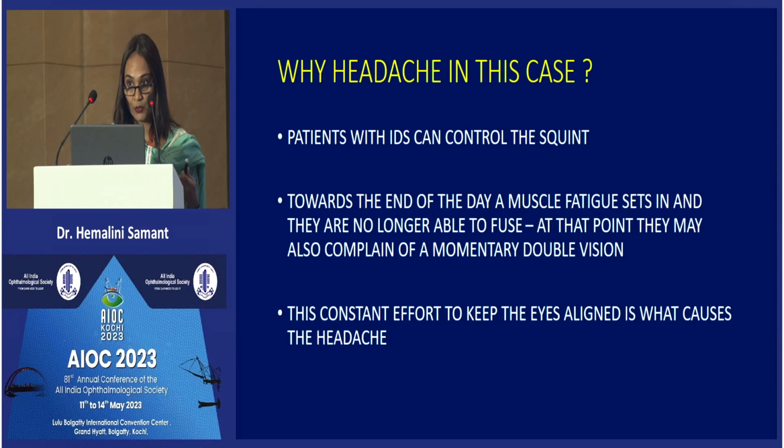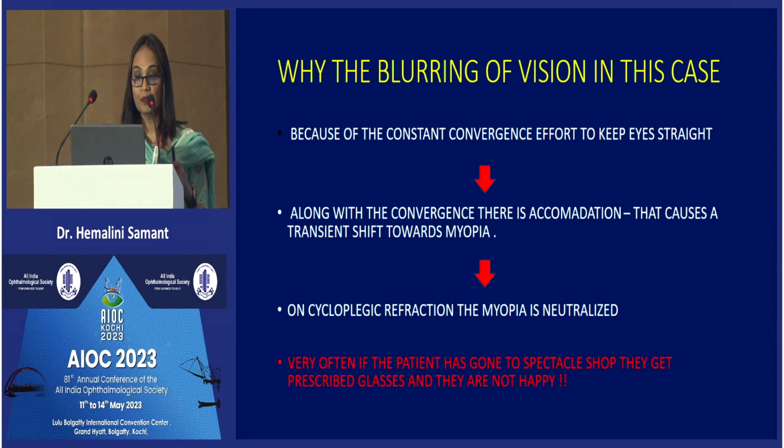So remember that when you have an intermittent divergence squint, towards the end of the day, a muscle fatigue sets in and the patient is no longer able to fuse. Even at that point, momentarily, sometimes a patient may even complain that I see sometimes double vision towards the end of the day. There is a constant effort that this patient makes to keep the eyes aligned, and that's what causes the headache.